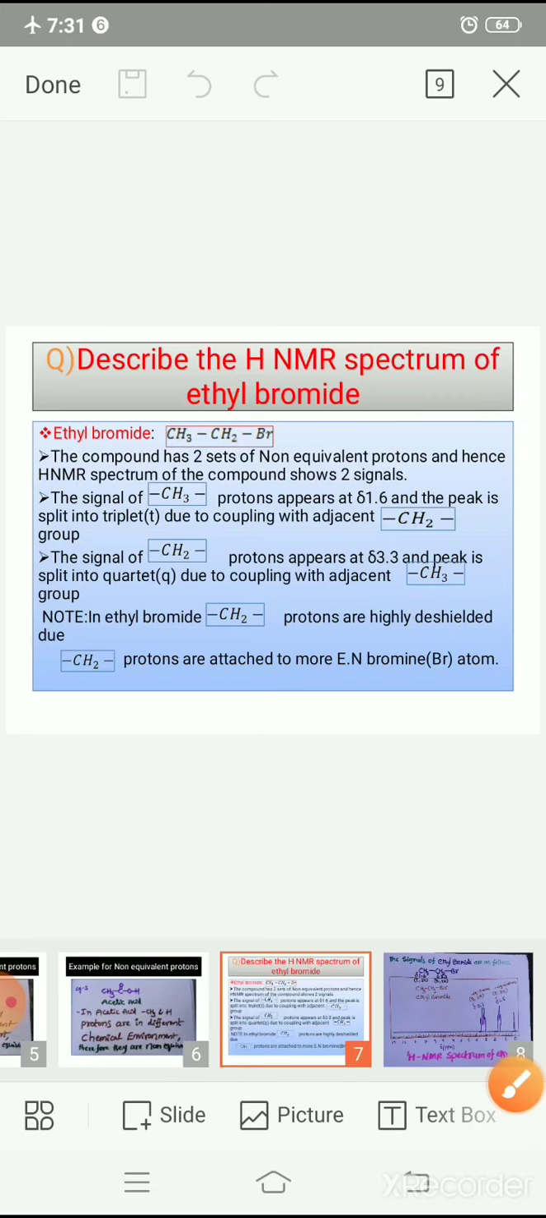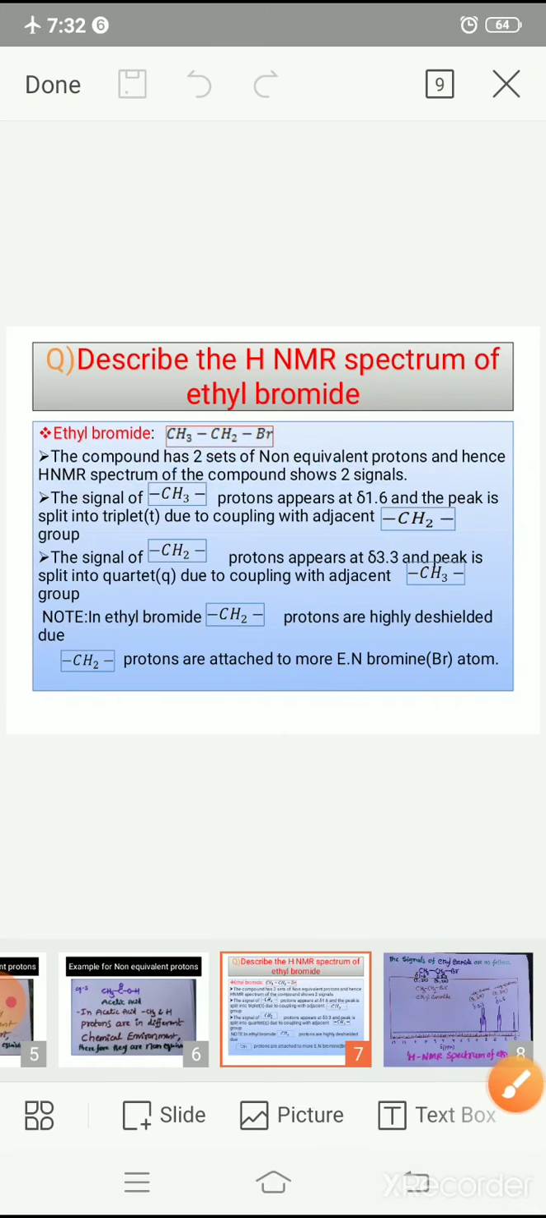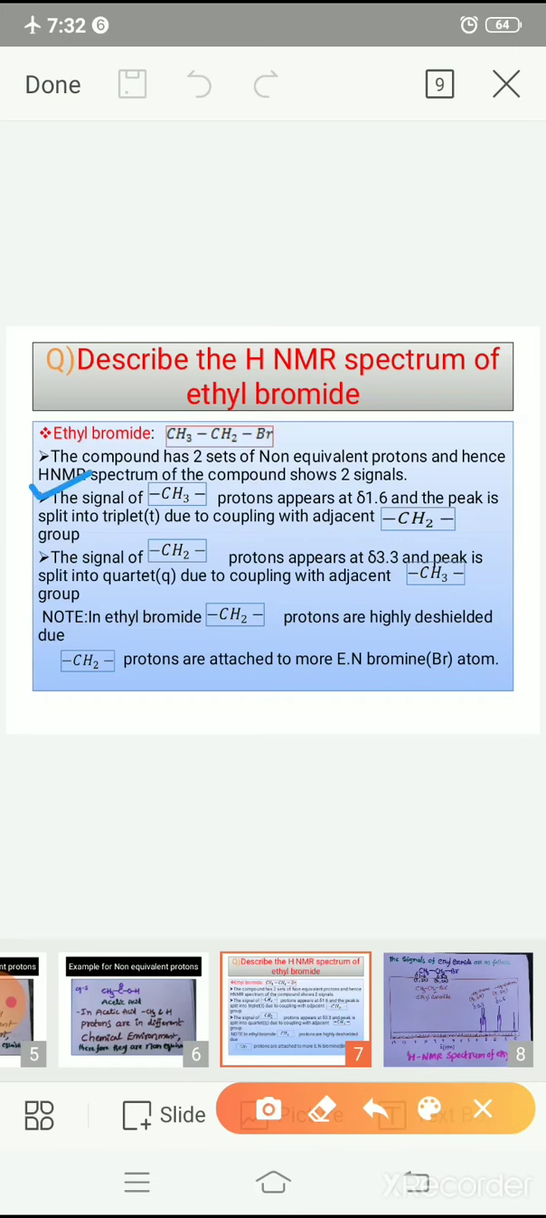So the compound has 2 sets of non-equivalent protons, and hence the HNMR spectrum of the compound shows 2 signals. Now we discuss the details of the 2 signals.